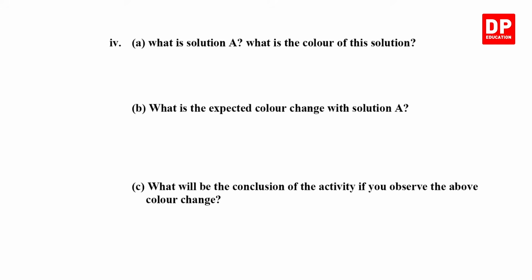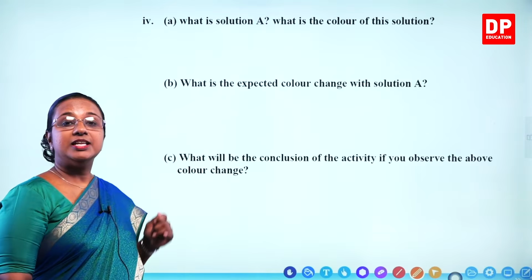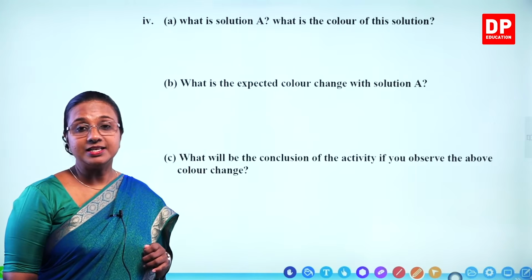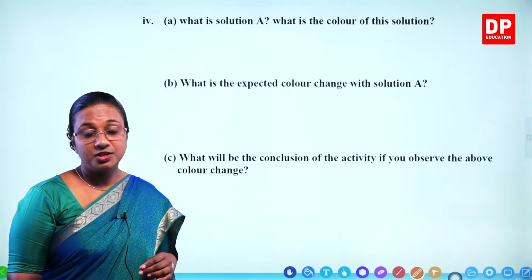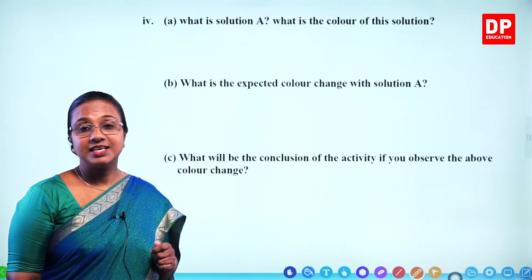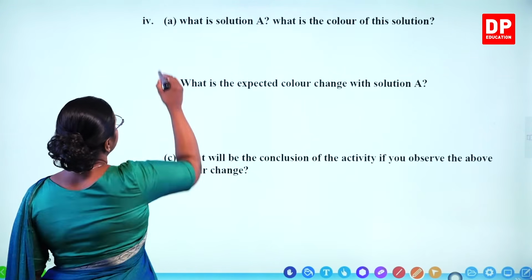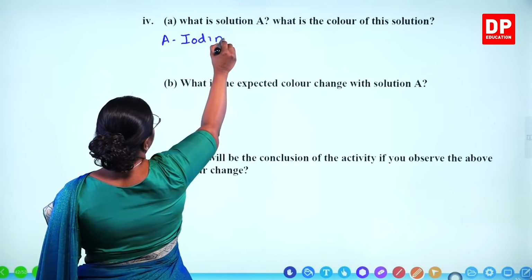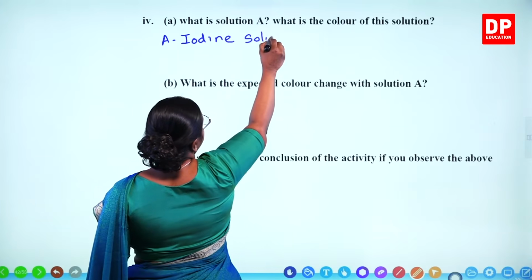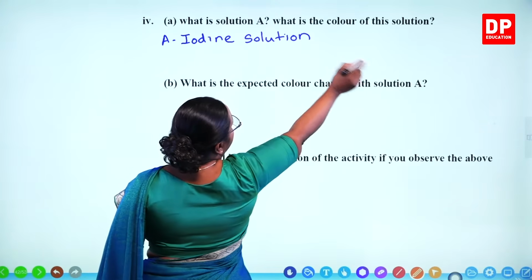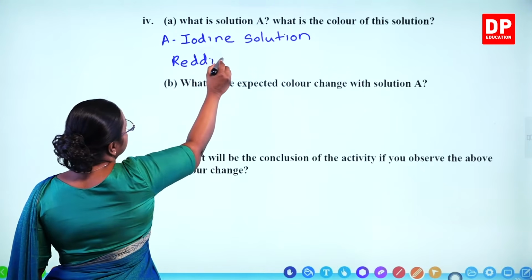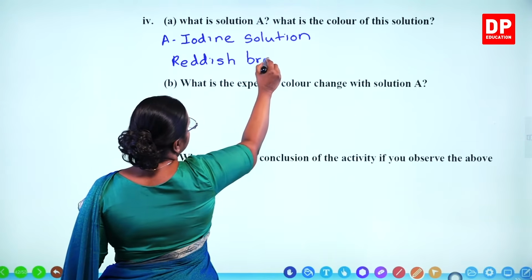What is solution A? What is the color of this solution? So in the last step, they said few drops of solution A was added and the color change was observed. You know what solution A is? It is iodine solution. So A is iodine solution. And what is the color of this solution? It is reddish brown color.